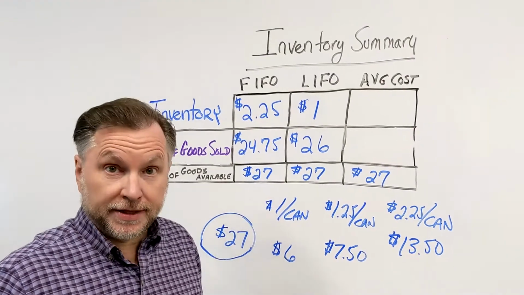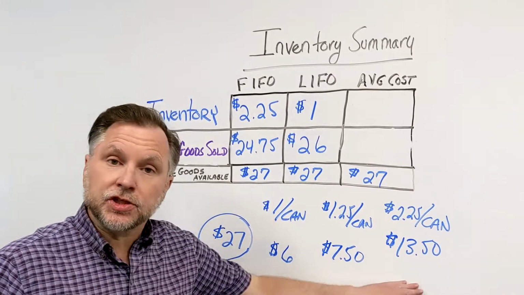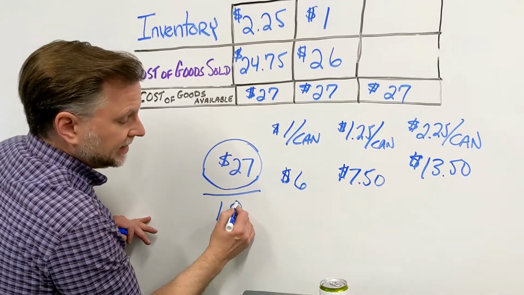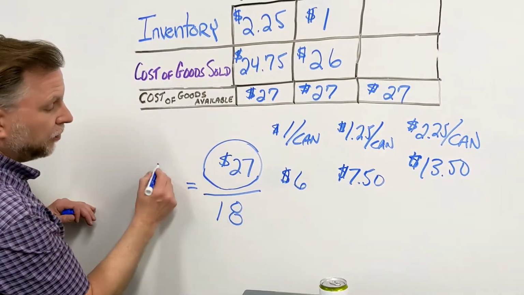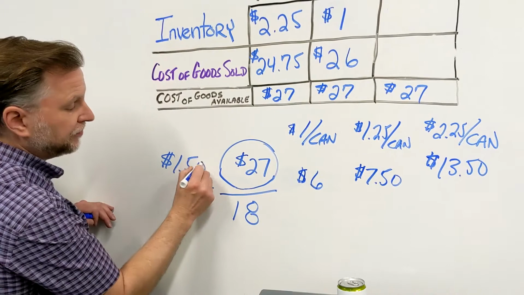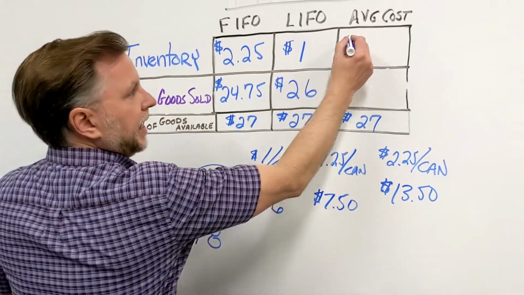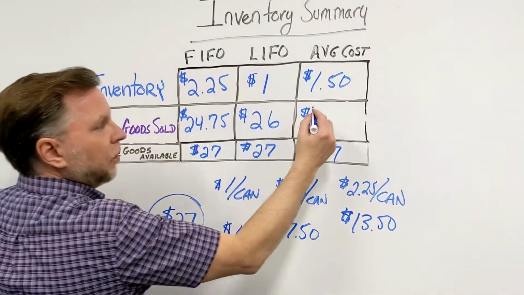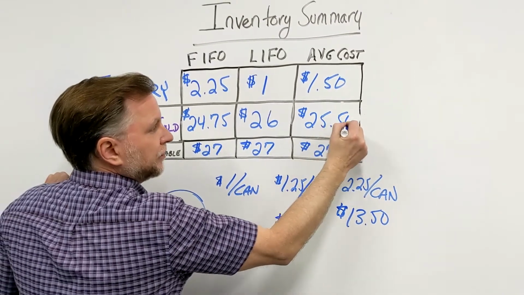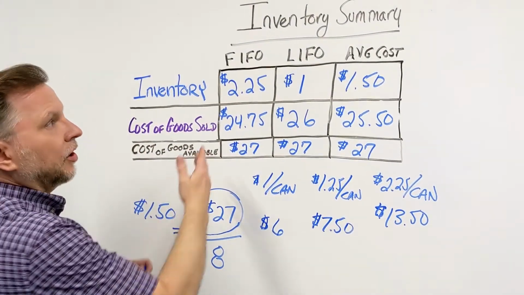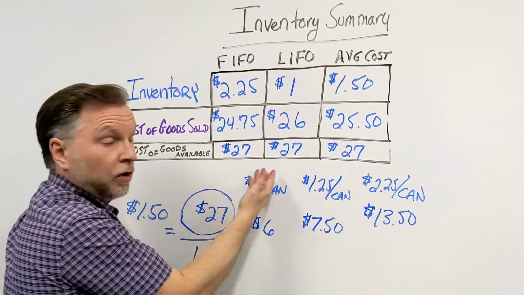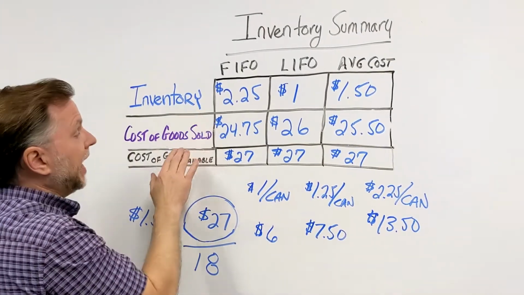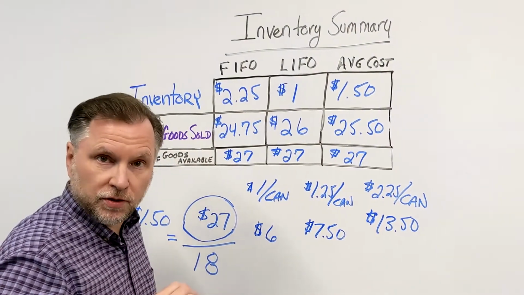Our final inventory method is average costing. We would take the total $27 that was spent on adult beverages, divide it by the 18 cans that were bought, and come up with an average cost of $1.50. So our remaining inventory can would be worth $1.50, and our cost of goods sold would be $25.50. So you can see that under all three methods, the total cost of what we purchased is the same, but each one comes up with a different value for inventory and a different value of cost of goods sold.